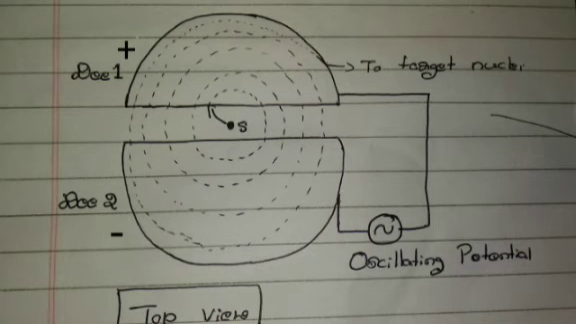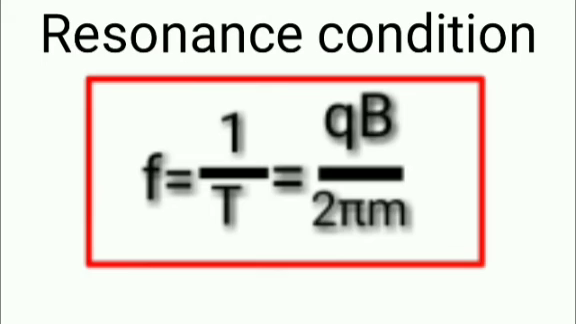So this is the necessary condition for the working of a cyclotron. For that reason, this frequency is referred to as the resonance condition. This is the condition required for acceleration of the charged particle. This frequency is also called the cyclotron frequency. So this is a resonance condition and this is known as the cyclotron frequency.